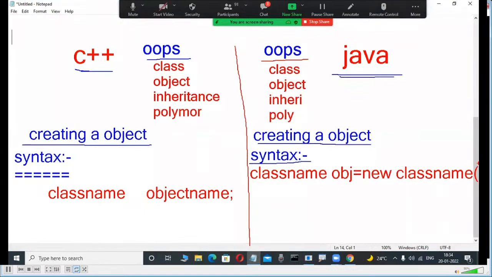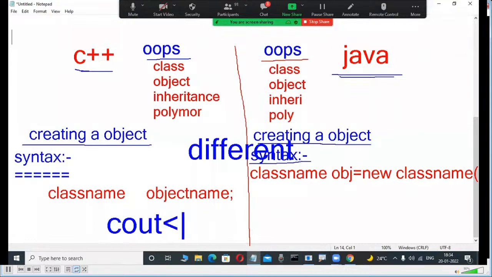That's why these two languages are syntactically different or same? Different. Syntactically different. Conceptually, OOPS concepts are the same, but syntactically different, and functions are also totally different. Suppose in C++ I want to display output: cout is a function for streaming output. And now in Java, what is the function?